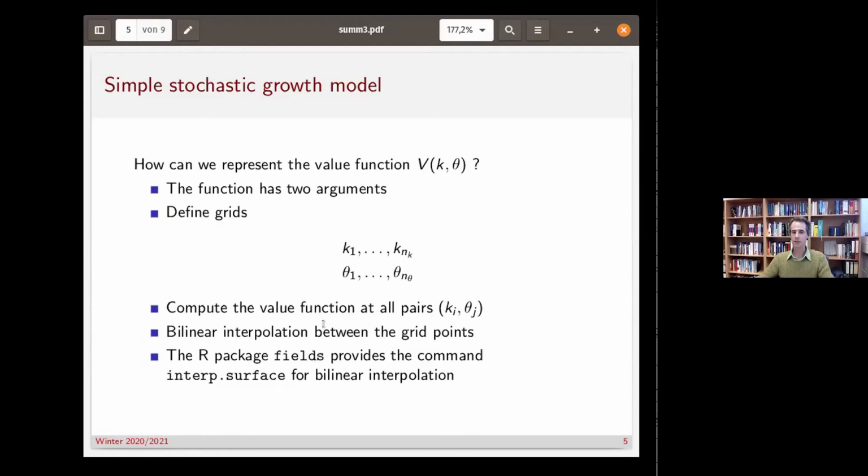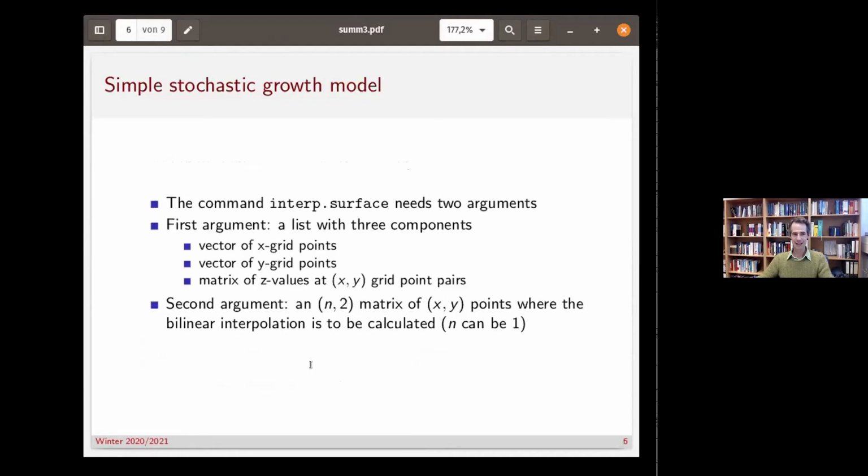Okay, and a good, relatively fast interpolation command for bilinear interpolation is provided by the R package fields, and it's called interp.surface. And well, we talked about that last time. So this is, I think, a natural way to represent the value function.